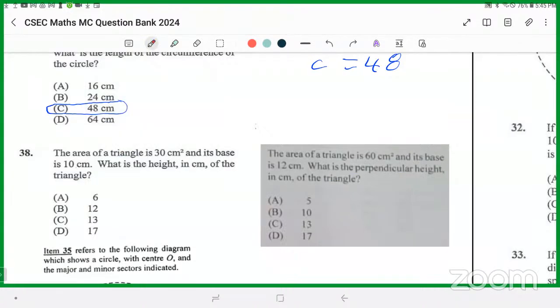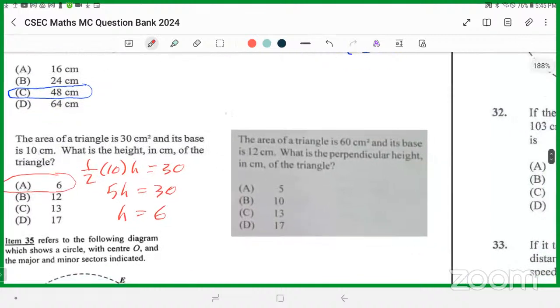What do we know? We know that the area, which is 30, is half base times height, and the base is 10. So we know that half the base, which is 10, times the height that we don't know, is equal to 30. Half of 10 is 5. 5h is equal to 30. We divide by the 5, you're going to get 6. So the h is 6.